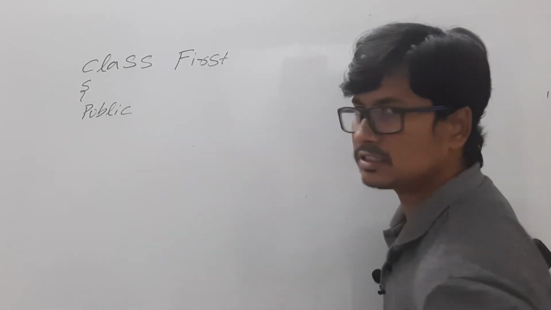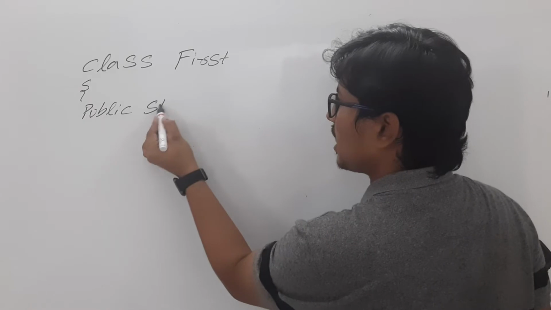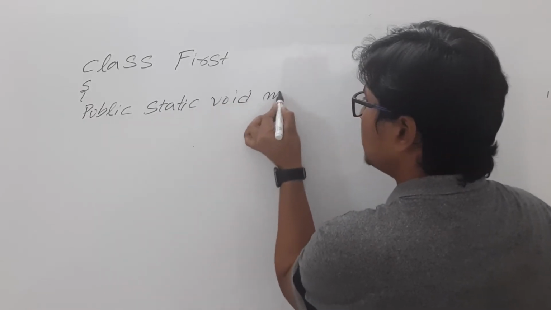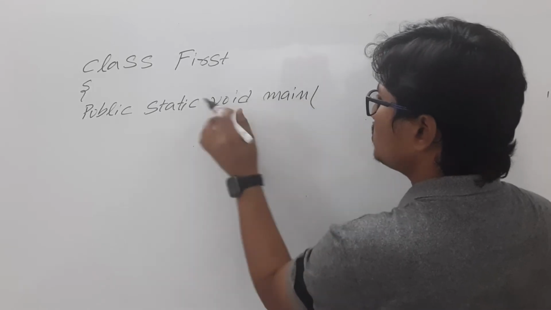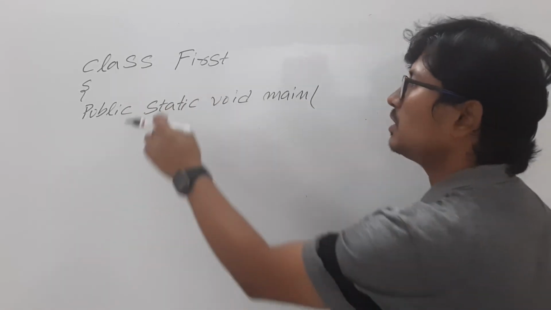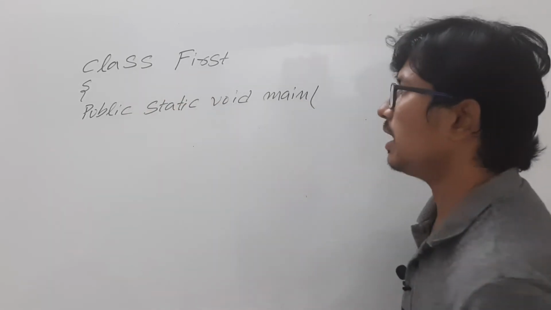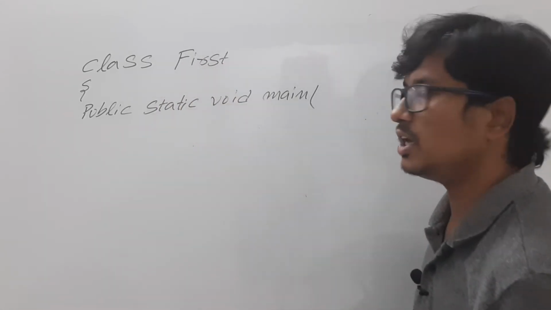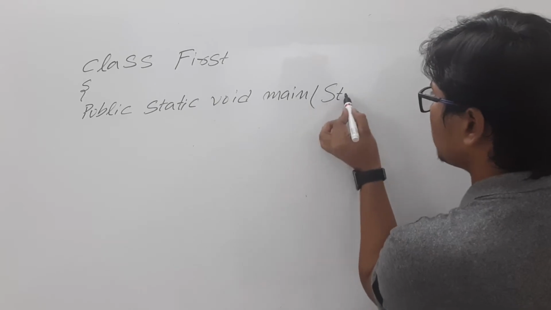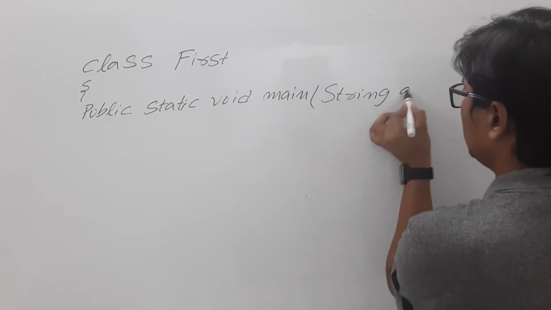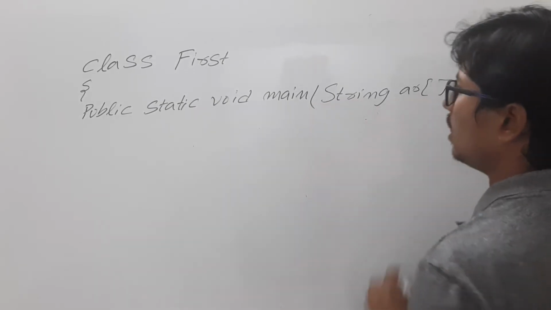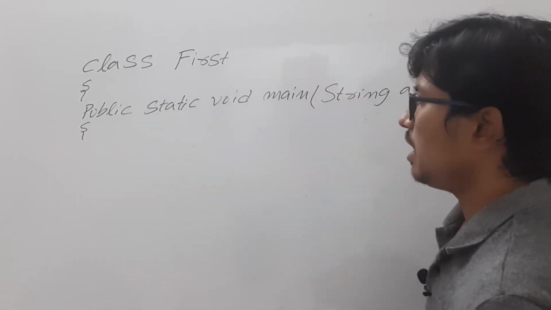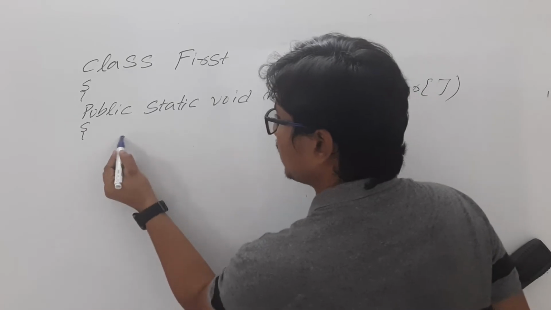So public is an access specifier and you have static. void is the return type and main is the method. As this main method is there, this class is called the main class or the driver class. Whatever program you are saving should be saved as First.java. And then here you need to write String where S is capital, and you can write it as ar or args or anything.